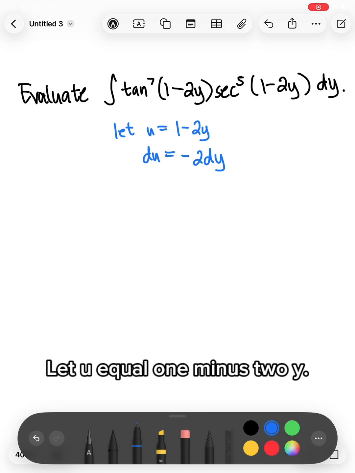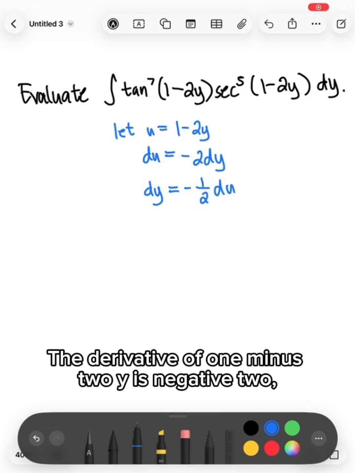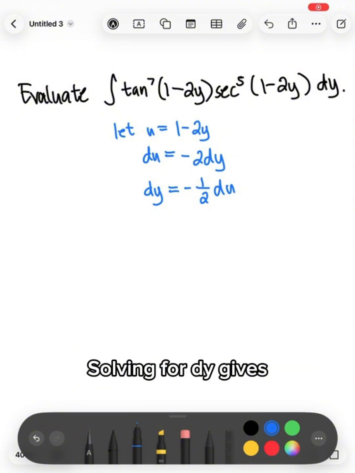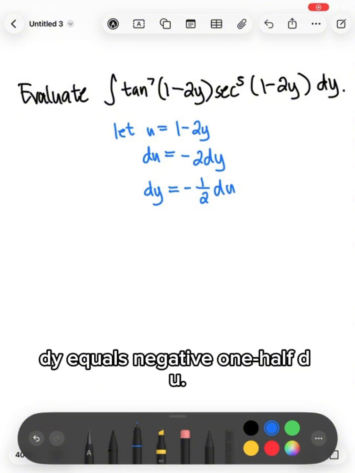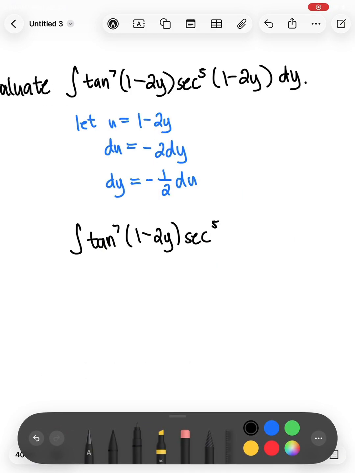Let u equal 1 minus 2y. Now differentiate. The derivative of 1 minus 2y is negative 2. So du equals negative 2 dy. Solving for dy gives dy equals negative 1/2 du. Substituting into the integral.